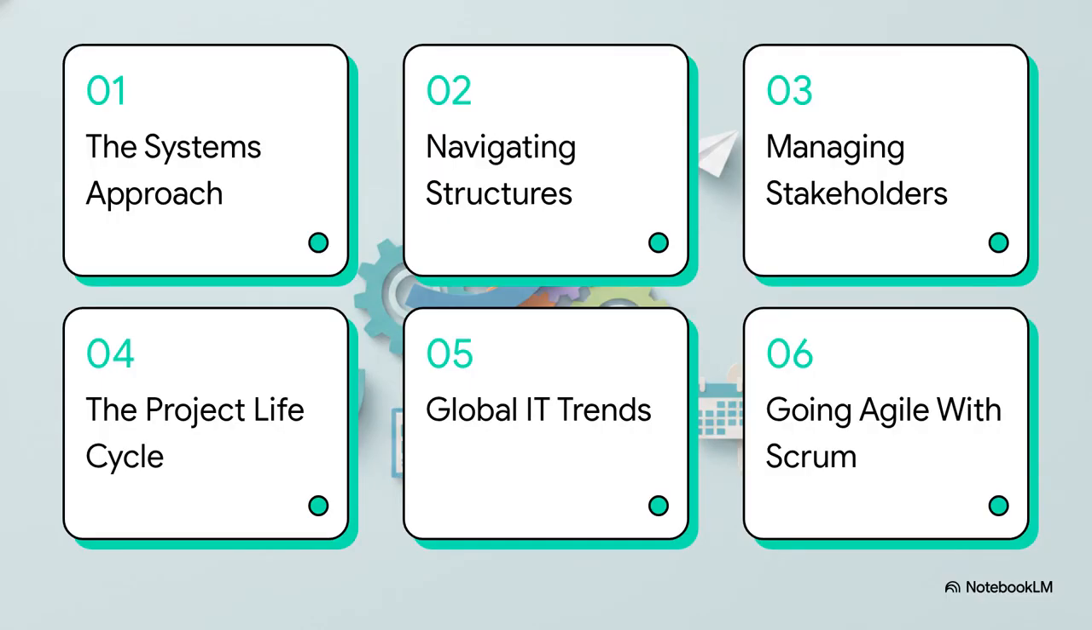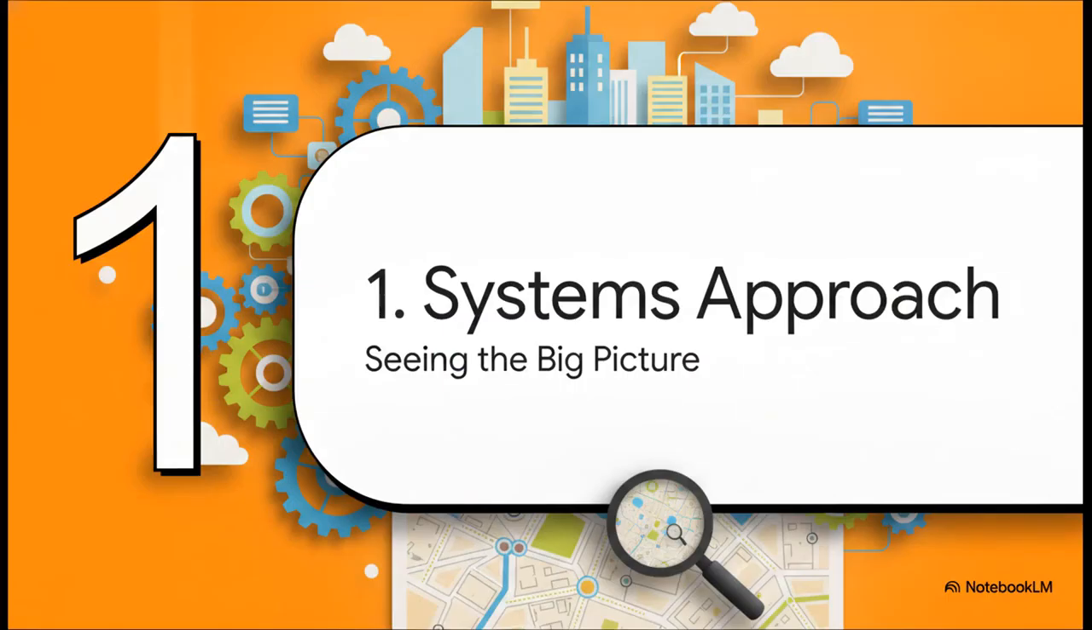Okay, let's dive right into our 6 steps for this tutorial. We'll start with the systems approach, followed by navigating structures and managing stakeholders. Then we get into execution with the project lifecycle, global IT trends, and finally, going agile with Scrum. Let's kick things off with step 1, the systems approach, seeing the big picture.